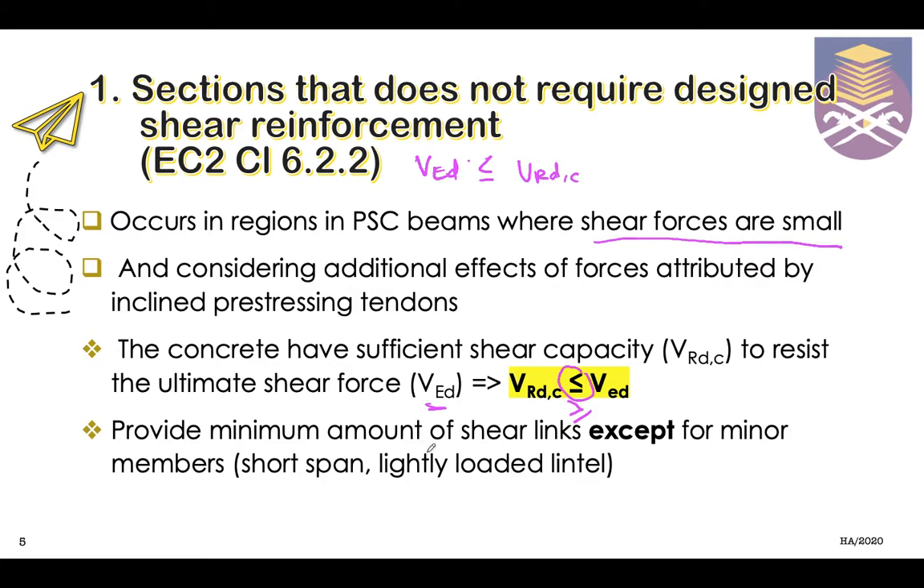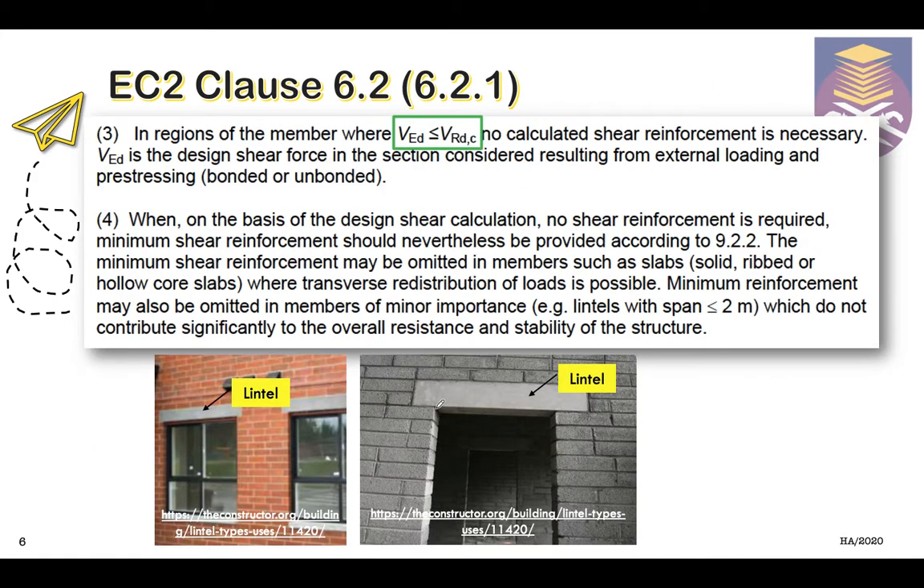Provide minimum amount of shear links, except for minor members, for short span or lightly loaded lintel. As for these sections that do not require design shear reinforcement, you can refer to Eurocode 2, clause 6.2.2, if we want to check for the exact clause. When we are talking about beams, we are going to provide links, however it is only minimum links. You can see here, this is the clause that we are referring to.